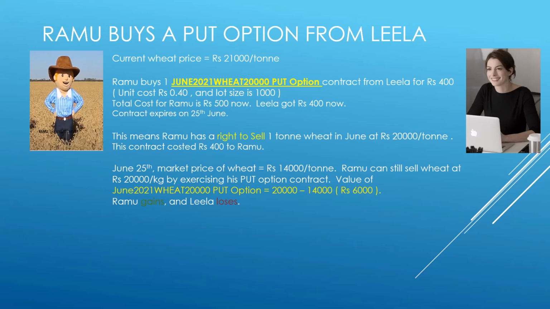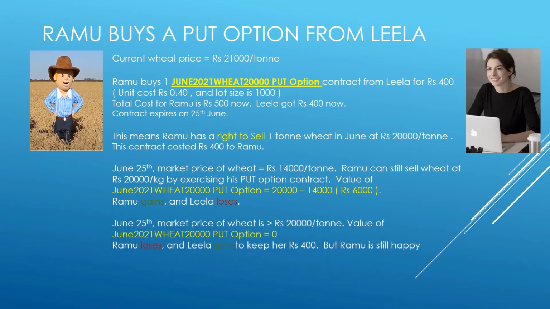Leela belongs to a class of people called speculators. They would have done a lot of homework. Practically in 95% of the cases, this doesn't happen. Let's assume another scenario, which is a likely scenario. On June 25th, the market price of wheat is greater than 20,000 per ton. The value of this put option becomes zero, because wheat is not trading below 20,000. Ramu loses 400 rupees here and Leela gets to keep her rupees 400.